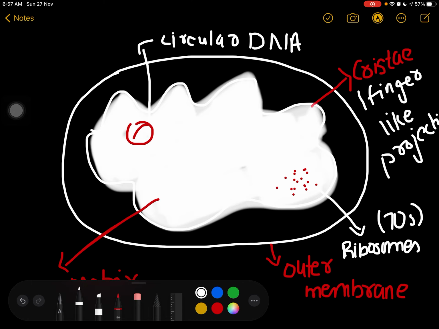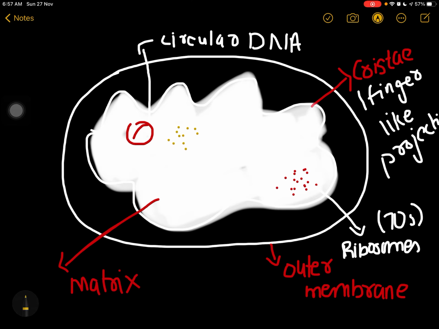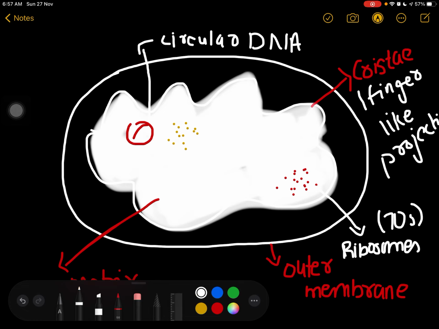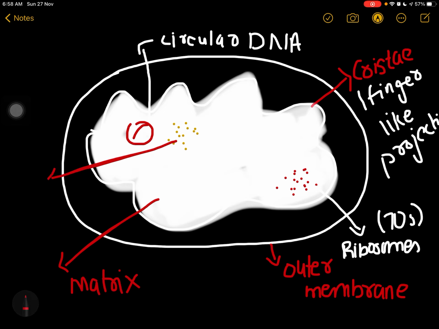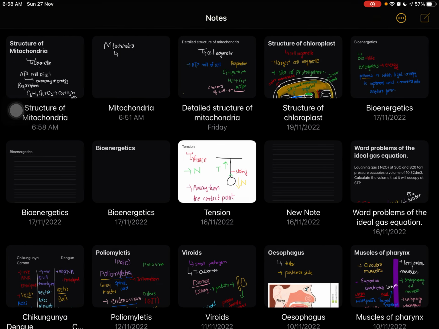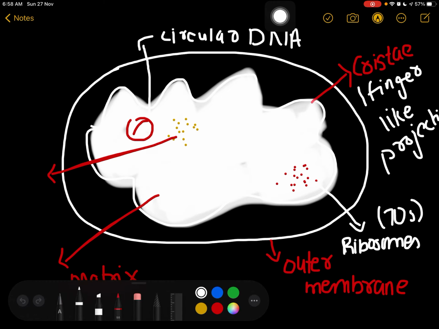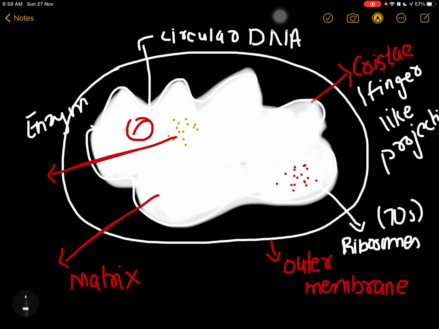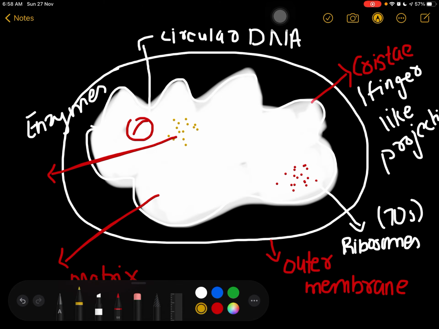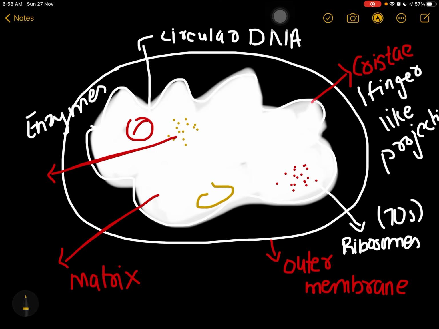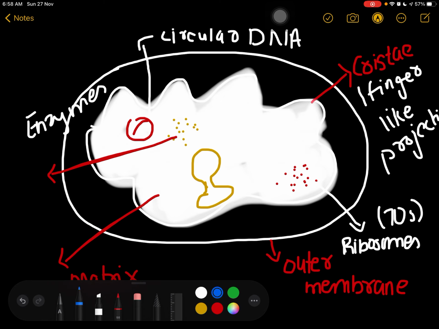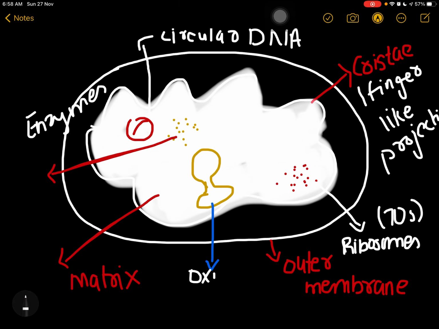Next we are having enzymes. Enzymes for what purpose, right? We are having enzymes for the Krebs cycle, right? We will discuss what these are. Okay, this contains another organelle which is known as oxysomes.